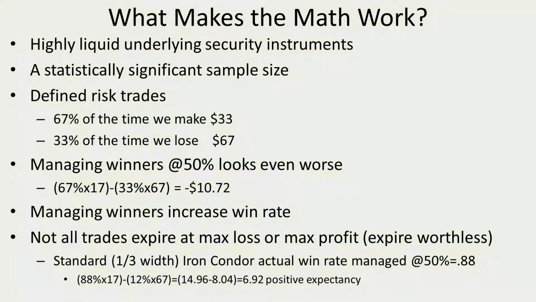And what the research has proven, of course, first of all, not all trades are going to expire at max loss or max profit, expire worthless, etc. But if you take the standard 1/3 width iron condor with an actual win rate, say managed at 50%, the win rate gets up to about 88%. And I found that that's true. I'm running about 87% this year. So that number, they've gone back to 2005, it ran thousands and thousands of iron condors, and that's about the number. You've got the opportunity to get out at 50%, and it raises that win rate materially.